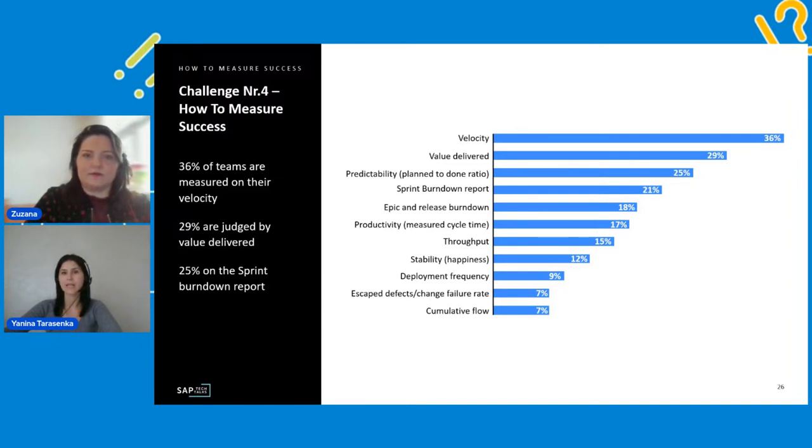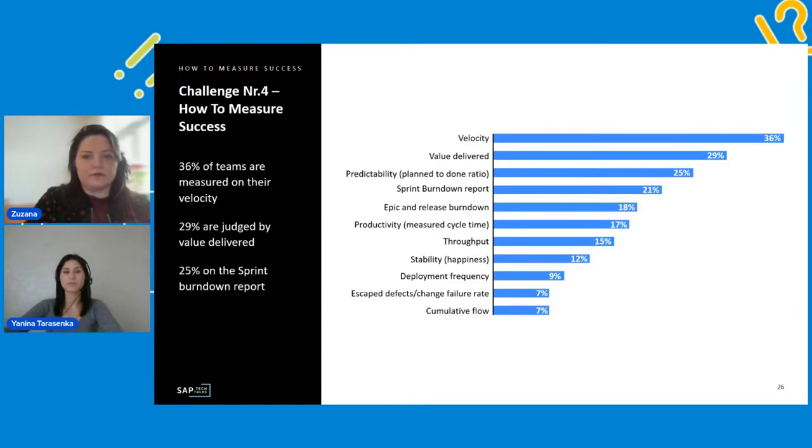What can we see? So 36% of people mentioned that they measure the velocity, and this is the indication of success, which means the greater the velocity is, the better. 29% of people measure the value that was delivered. Probably also how they measure this value. Probably they get the user feedback, or probably they have a specific field in their items like features, for example, and they measure this value before the implementation.